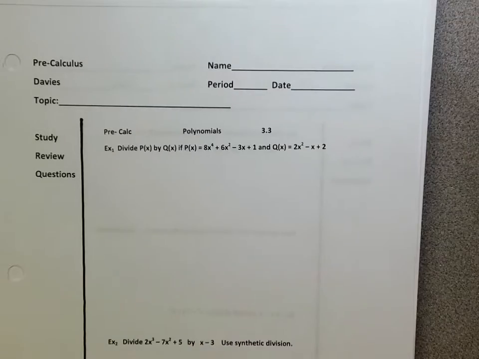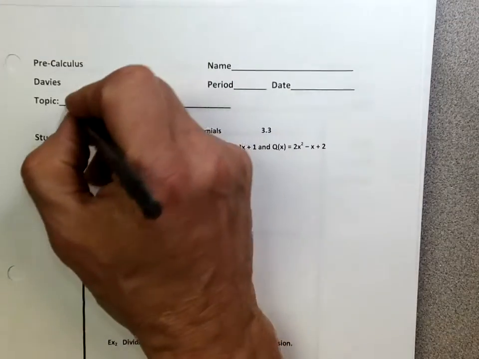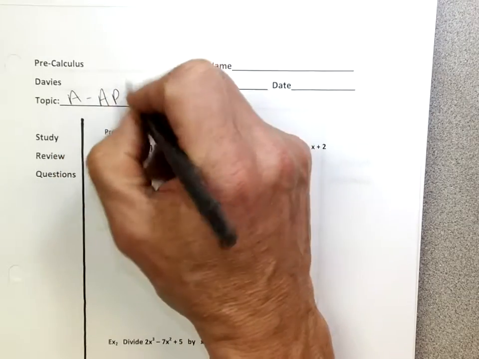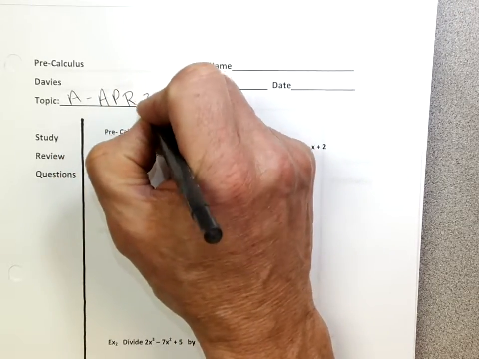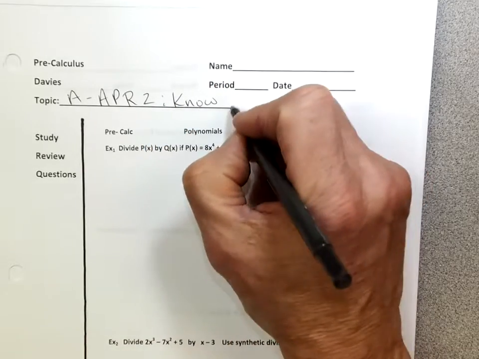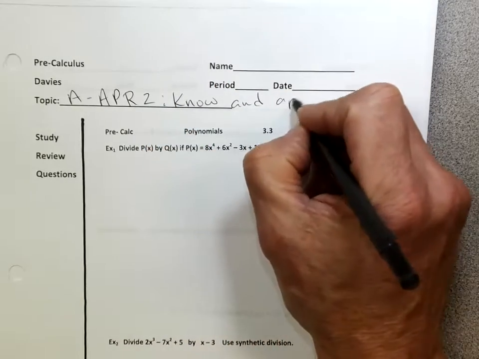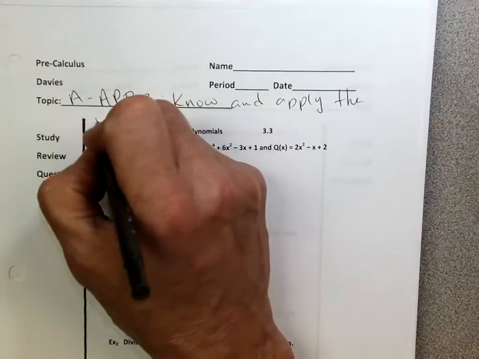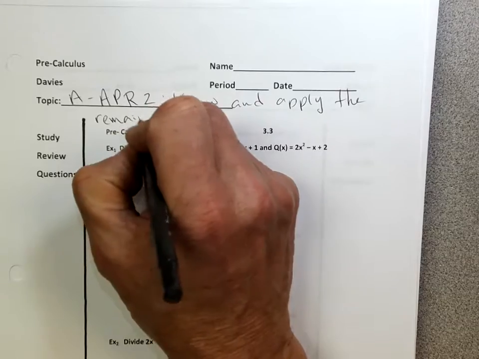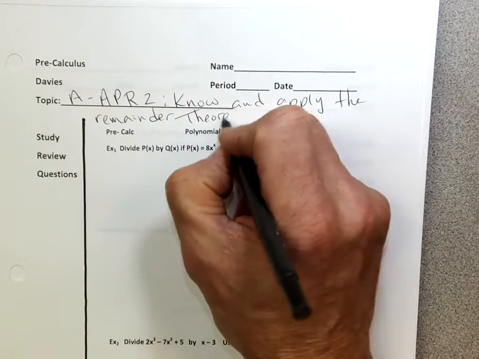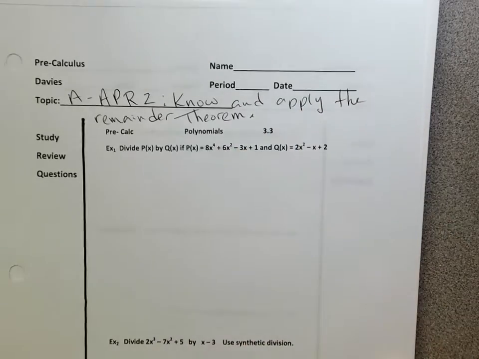Here we go. So, first of all, let's go ahead and put the Common Core up. Algebra, and it is on polynomials, number 2, and it basically says know and apply the remainder theorem.